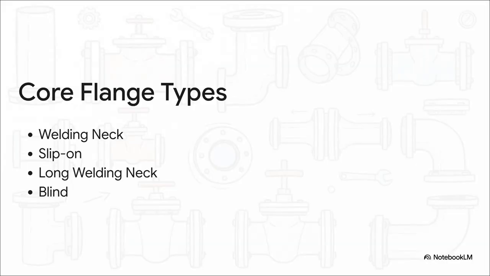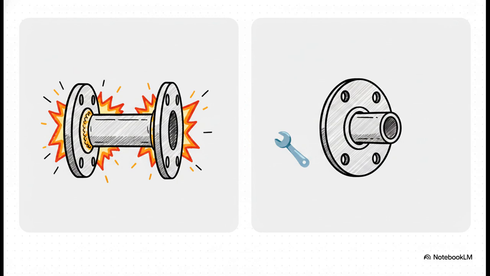But there isn't just one type of flange. Depending on the environmental stress, engineers choose from 4 core types to make these connections secure: the welding neck, the slip-on, the long welding neck, and the blind flange. Let's compare them. First up, the welding neck versus the slip-on flange.